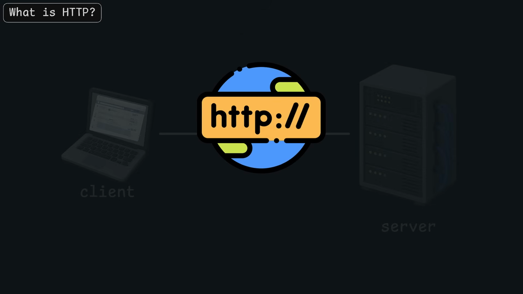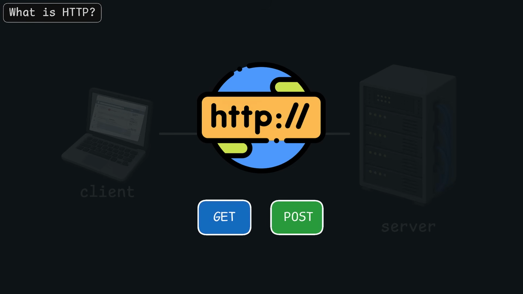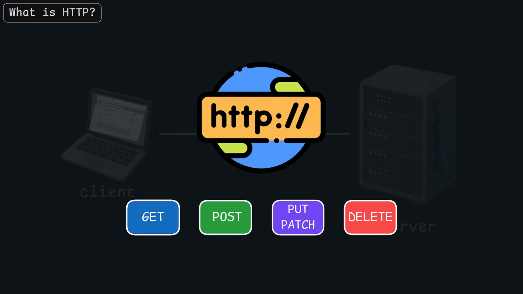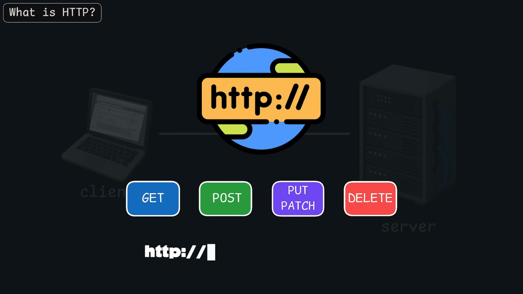HTTP has different methods depending on what you want to do. GET to fetch data, POST to create something, PUT or PATCH to update, DELETE to remove. These four are the foundation of what we call a REST API, basically a set of rules for how a client can talk to a server over HTTP using structured URLs and these standard methods.